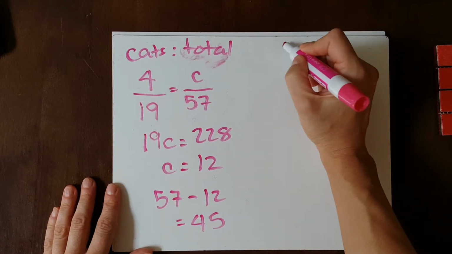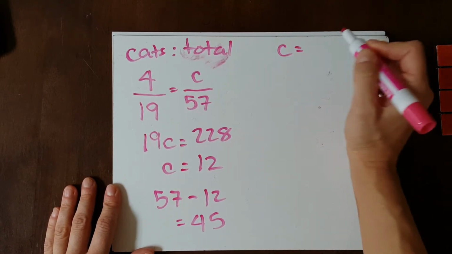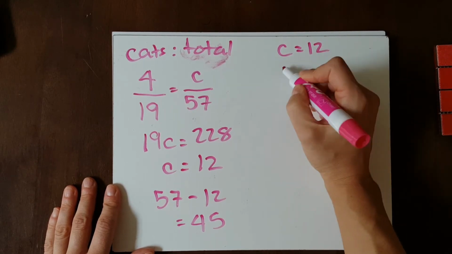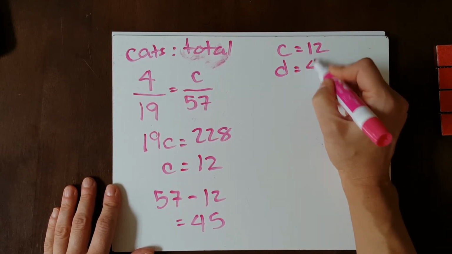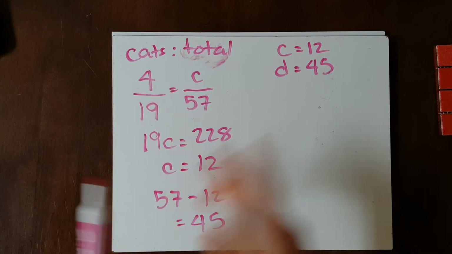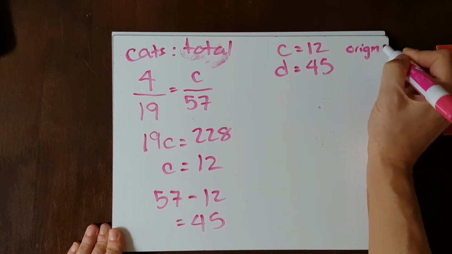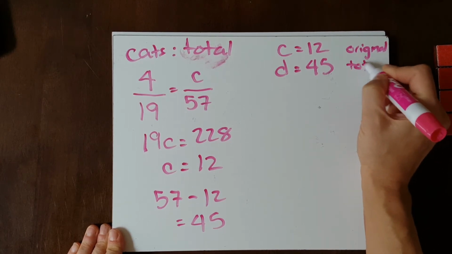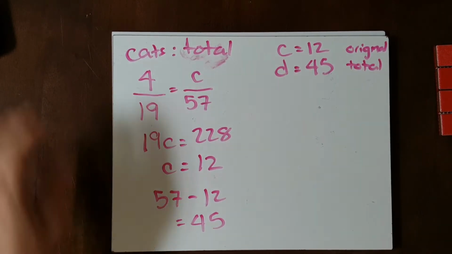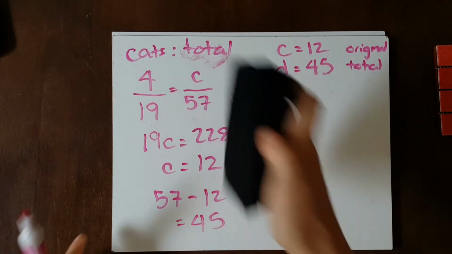So let's just write that up here. We now know that our original cats is 12 and dogs are 45. This is our original total. Okay, so I'm going to erase this.